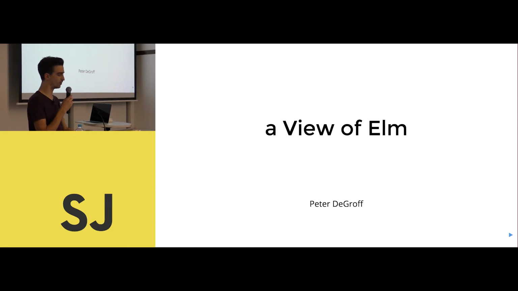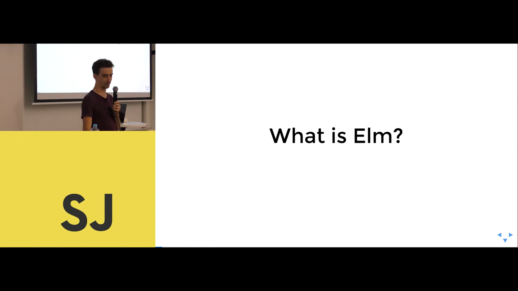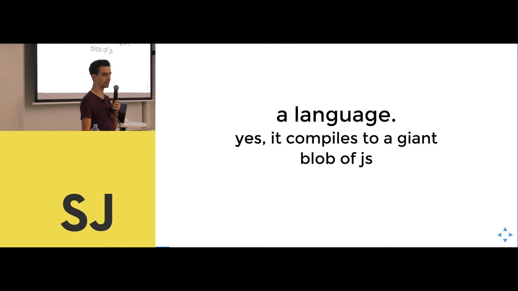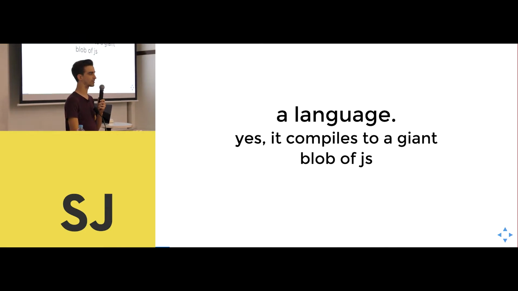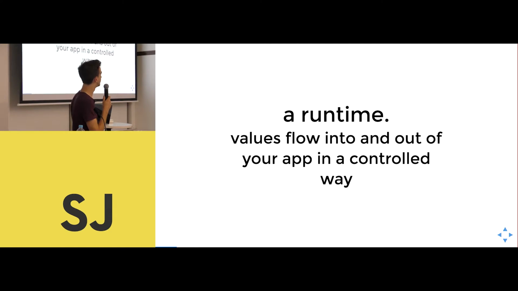So I've titled this A View of Elm because it lined up nicely with the names of the other talks. What is Elm? There's a few different parts to Elm. It's obviously a language, and yes, it compiles to a giant blob of JS, and no, you can't control that, so you just have to deal with it. It's also a runtime, which is probably the more novel part, and that's referencing the fact that your Elm programs need to fit a certain kind of type, and that type has limits on what can pass into or out of it. So you're always generating HTML, and you're always talking to the browser in a certain way.